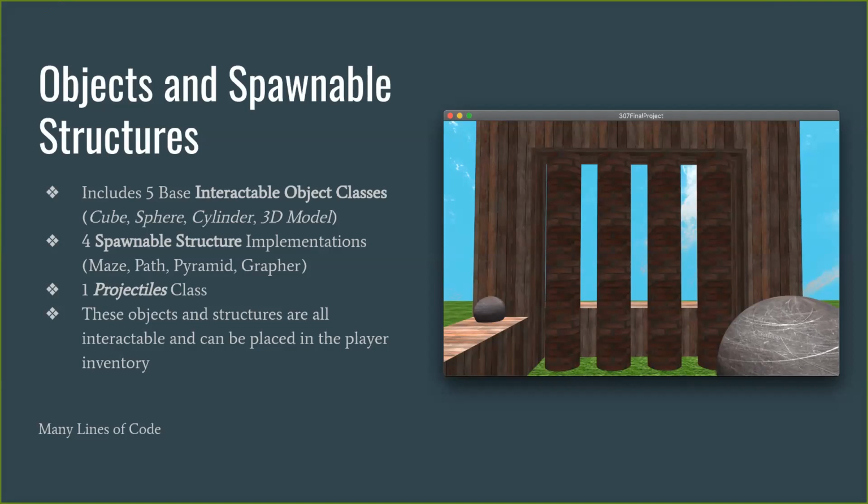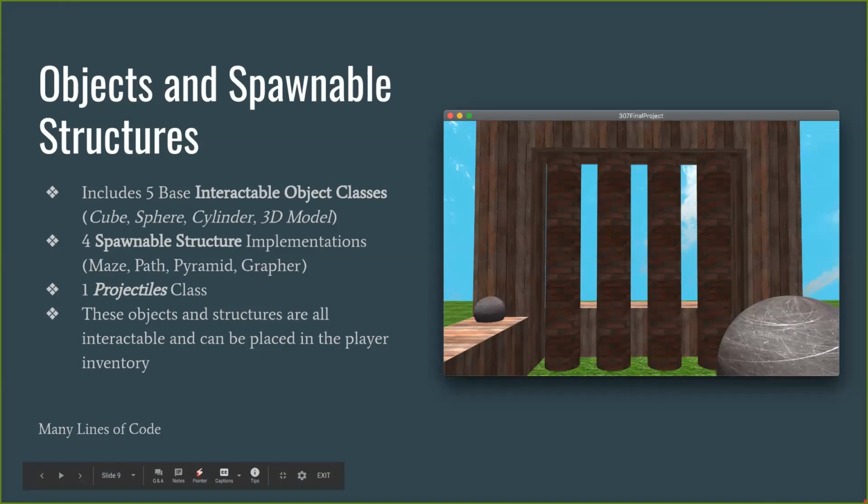Throughout our game, we made a bunch of objects and spawnable structures, which includes 5 base interactable objects and classes: a cube, a sphere, cylinder, and a 3D model. In this picture here, you can see a few of them. You can see the sphere, some cubes, and some cylinders.